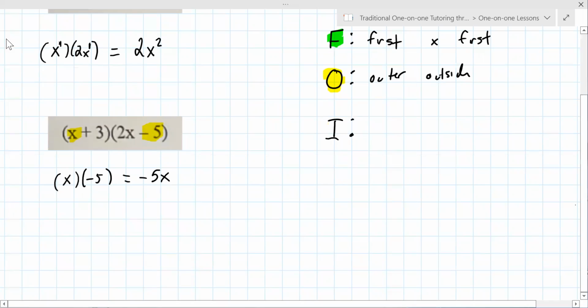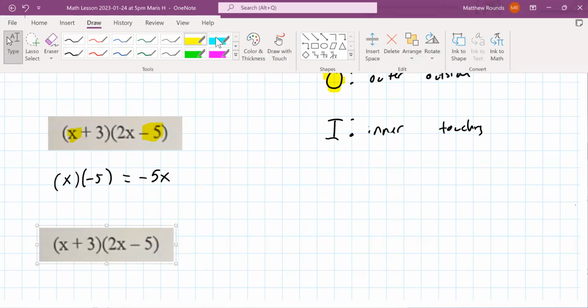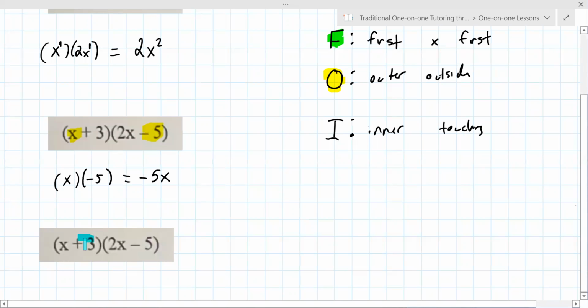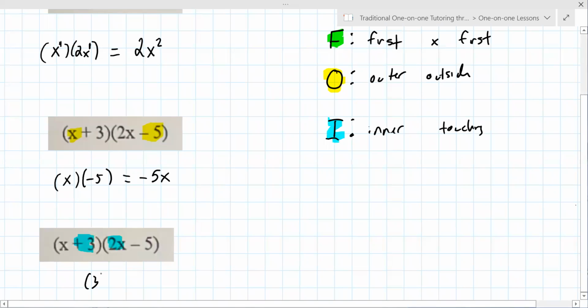Then it's the inner for I. Inner, or the ones that are touching. So think of it that way. They're close together. All right, so let me color code those in blue. So it's plus 3 times the 2x. Those are the inner. All right, so it's positive 3 times 2x, which equals 6x.